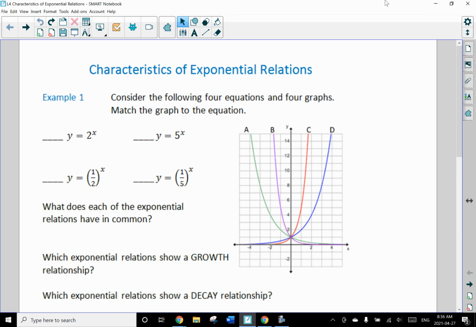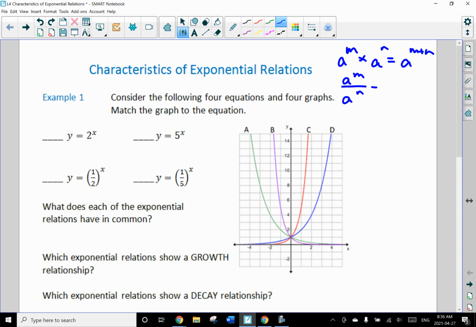We are going to graph exponential relationships. Now, we've done exponent laws, and we talked about the rules with exponent laws. If bases are the same and you're multiplying, you add the exponents. If bases are the same and you're dividing, you subtract the exponents. And if there's something raised to another exponent, you multiply the exponents. So we've done all those exponent law business.